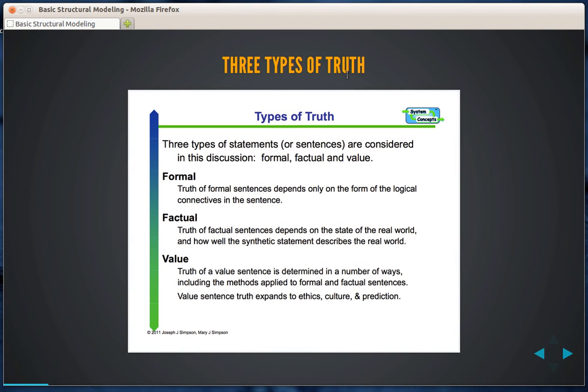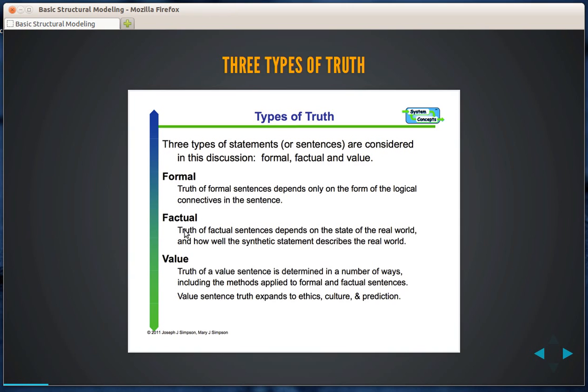So here's an overview of the three types of truth. Again, this is adopted from A.D. Hall. There are three types of statements that are considered in this discussion: formal, factual, and value. Formal truth is essentially formal logic, Boolean logic, which we're using here, but there's also predicate logic and modal logic. There are all different kinds of logic, but formal truth, or the sentences, depend only on the form of the logical connectives in the sentence. We're going to restrict our use of formal logic here to just Boolean logic.